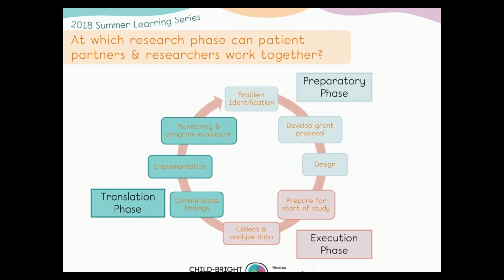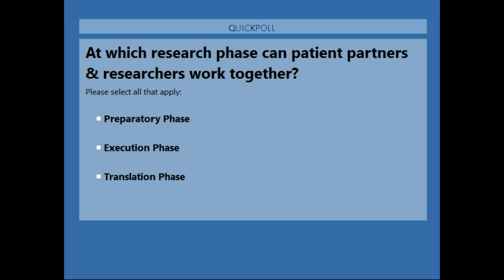So, taking into account these 3 phases that we were just defining, at what research phase do you think patient partners and researchers can work together effectively? So I will get that poll started for you, and that is on your screen as of right now. Just take a moment, reflect on that, and think about where that engagement or collaboration can occur.